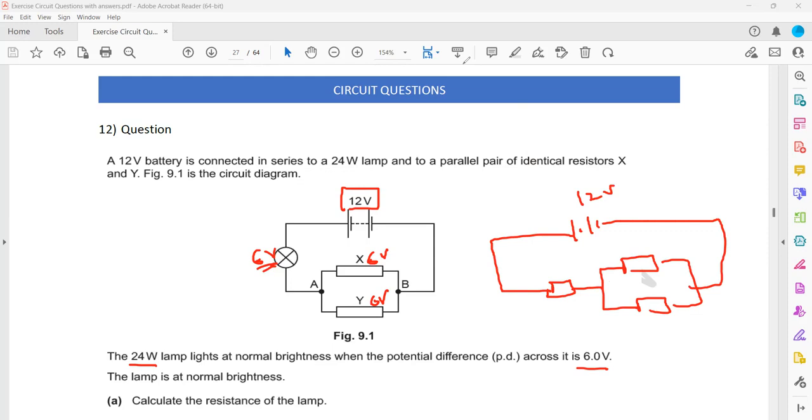If it's a 12-volt supply and we say it's 6 volts here, then the remaining voltage will be 6 volts, and 6 volts across both of them as they're in parallel. What if there is 8 volts here? How much voltage will there be? 4 volts and 4 volts. The total voltage will divide between the components in series, but in parallel it will be the same.